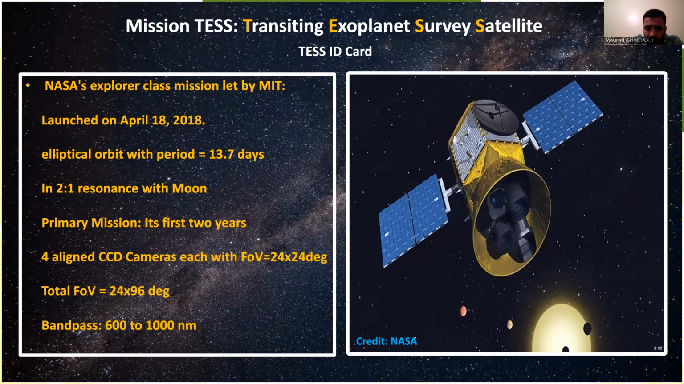TESS was launched in 2018. It is in an elliptical orbit with a period of 13.7 days, so it's in a mean-motion resonance of 2:1 with the Moon. The TESS spacecraft is equipped with 4 cameras, each with a field of view of 24 by 24 degrees. They are aligned in such a manner as to offer a total field of view of 24 by 96 degrees. And the bandpass of these cameras is from 600 to 1000 nanometers.